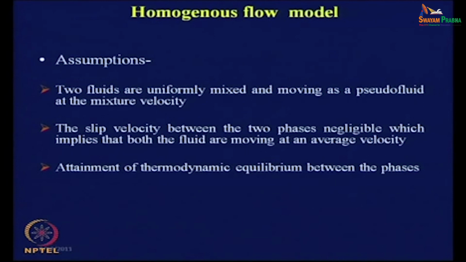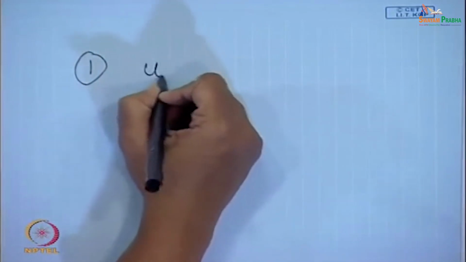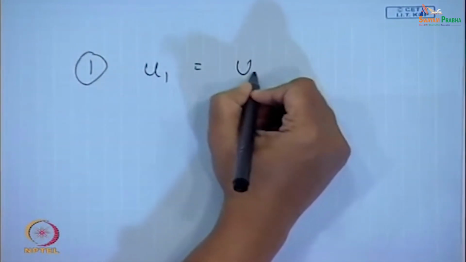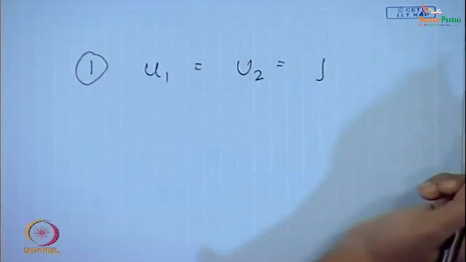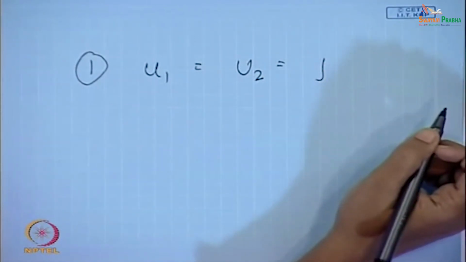So, what does it imply? The first thing which it implies is, number one, that the two fluids are moving at the same velocity, which is the mixture velocity. In other words, u1 equals u2 equals j. Agreed? Okay, this is the first thing that it implies.